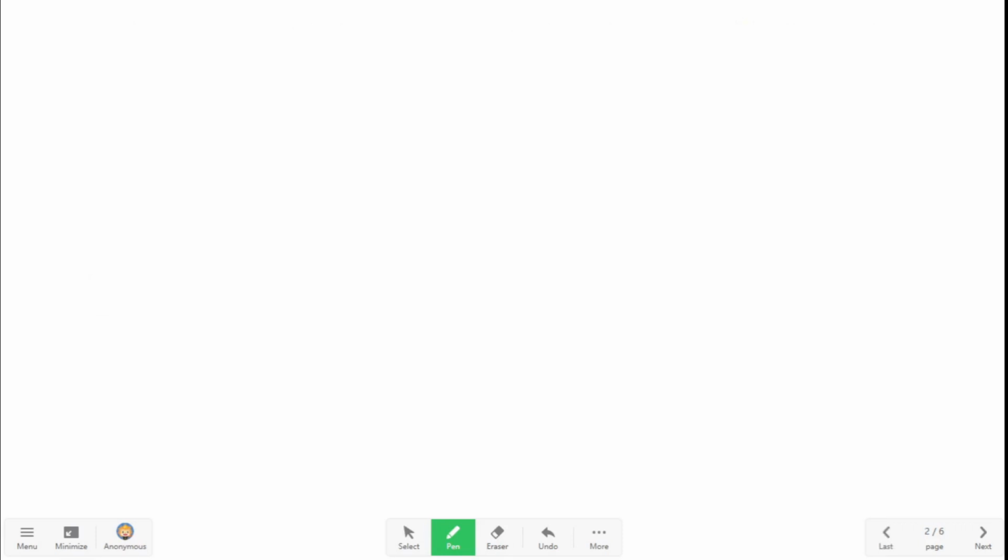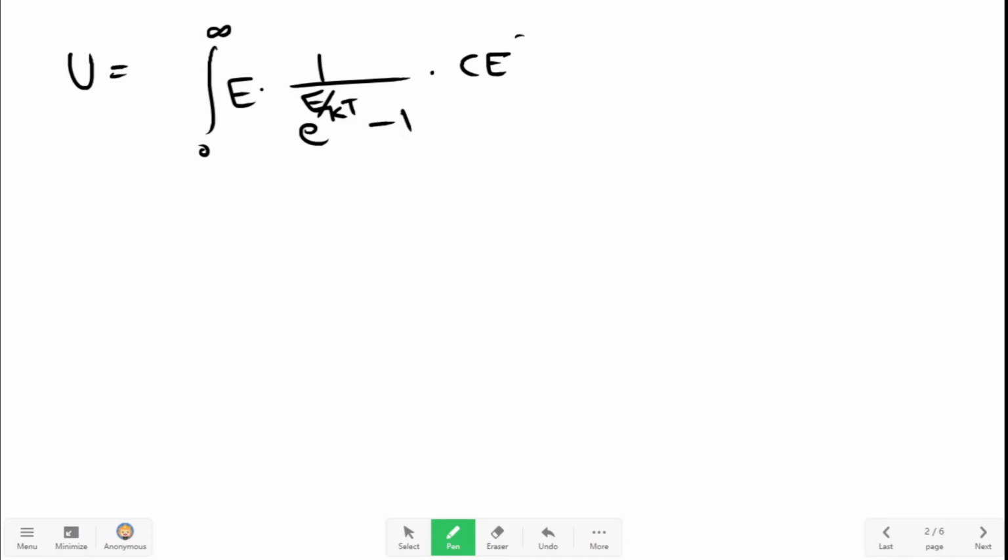This is the distribution function. Therefore U becomes U is equal to the integral from 0 to infinity of E times f of E, which is 1 by e raised to E by kT minus 1, times rho of E, which is C E squared, dE. There is no need to solve this integral completely. We only need the proportionality of U with T.